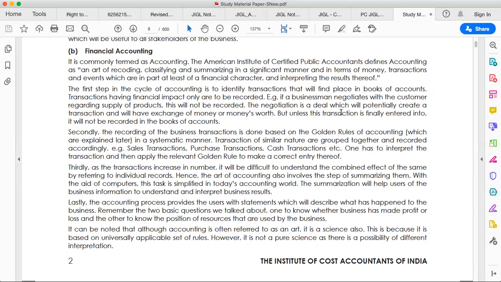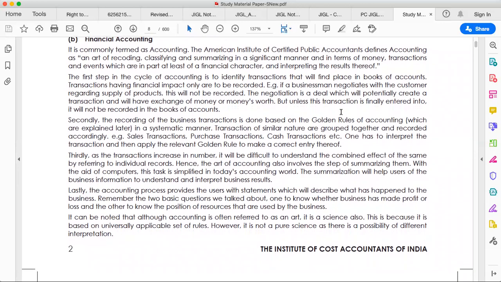The negotiation is a deal which will potentially create a transaction and will have an exchange of money and money's worth. But unless this transaction is finally entered into, it will not be recorded in the books of account. So only the discussion part will not be recorded. Obviously, you cannot decide what to debit and what to credit. What will be recorded is the actual deal, the actual transaction, like purchases, sales, expenses, etc.